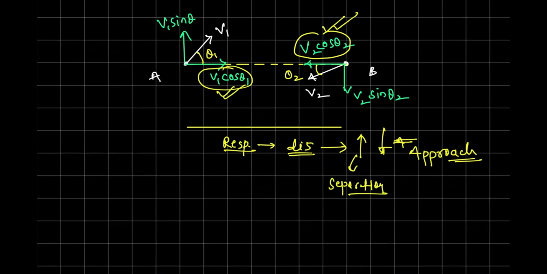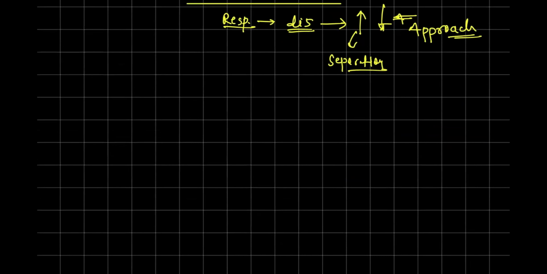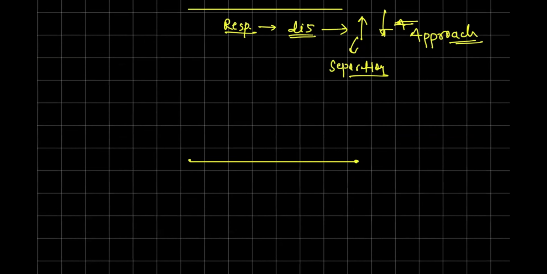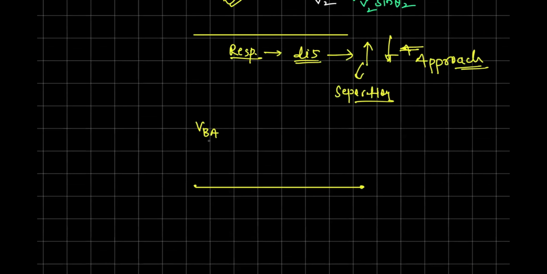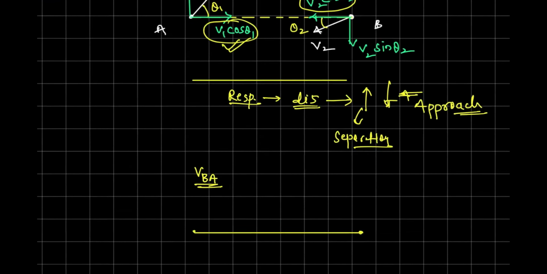Now there is one more component that is perpendicular to the line joint. So what happened to this component? Let me draw here. Let me take the velocity of B with respect to A. First you write the velocity of 2 itself.